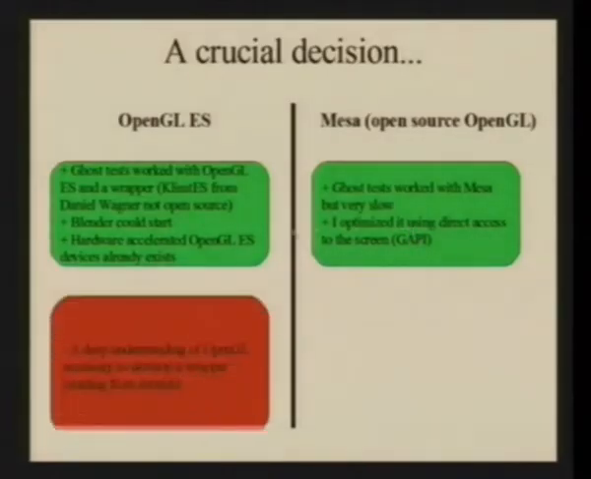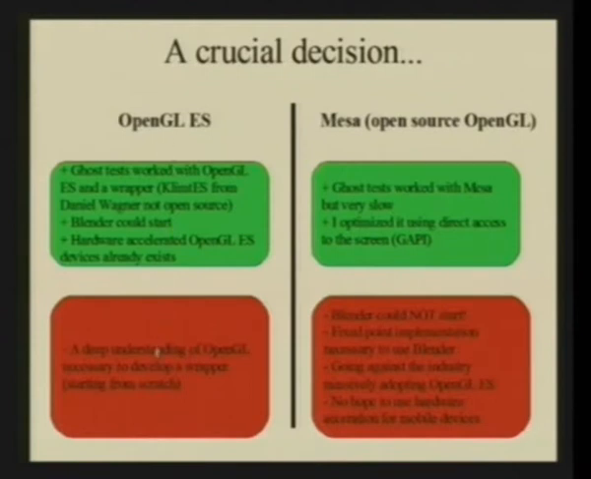And here, today, we have to know that some hardware already supports OpenGL ES acceleration. So that's a very good point for the future for these things. For Mesa, the good things were that the Ghost tests were running, but very slow, but still running. I could compile it without big changes, and I began to go in this direction and made some optimization.